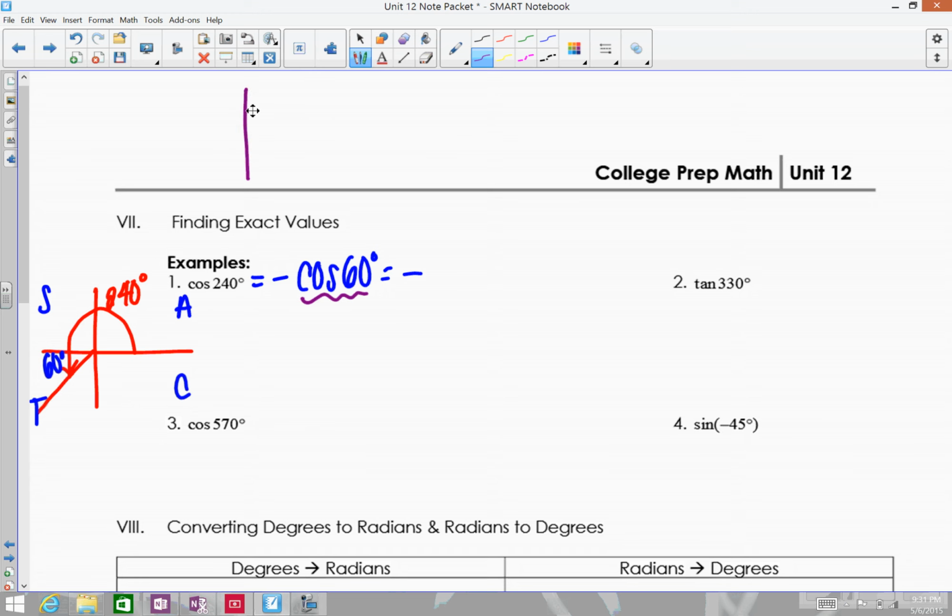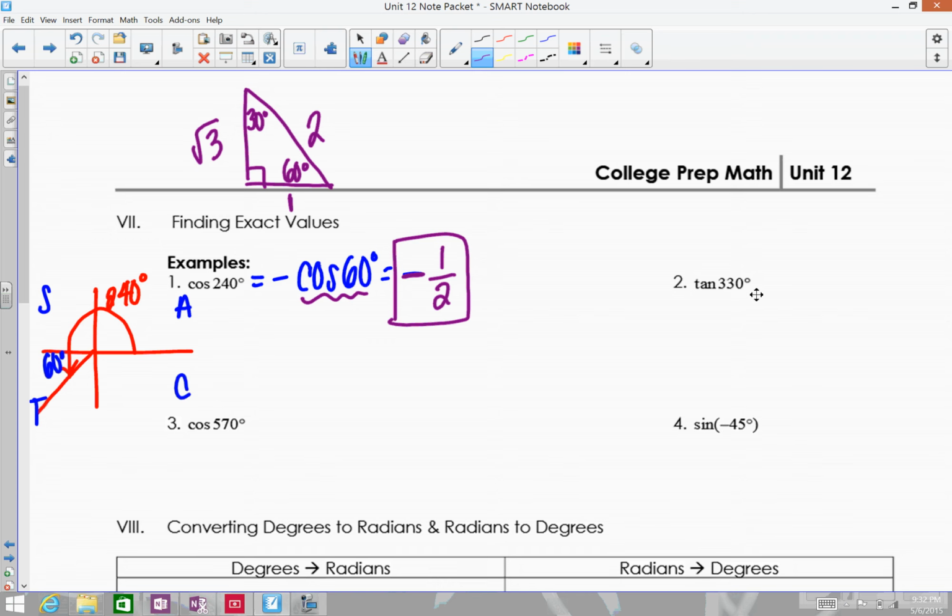So this is where our special right triangles are going to come into play. So remember we had our 30, 60, 90 triangles. This is going to be 2, this is going to be radical 3, and this is 1. So cosine of 60 is adjacent over hypotenuse, so 1 over 2. And then we keep the negative, and there's your exact value for this. You could put any of these into your calculator, and you should get the same thing, negative 1/2.